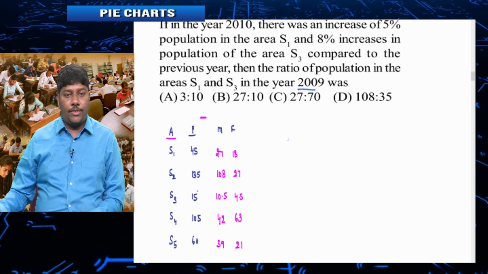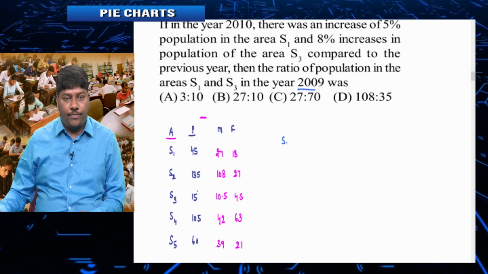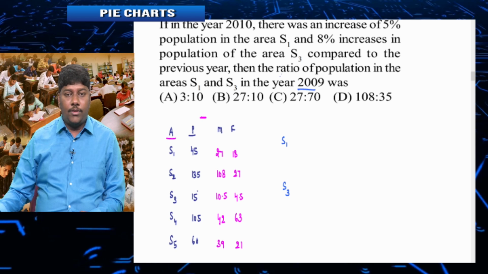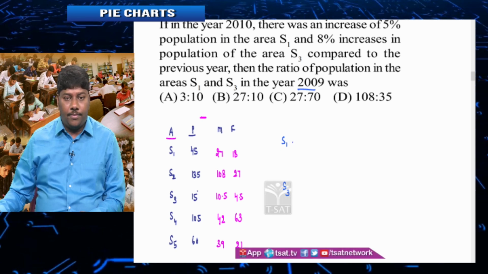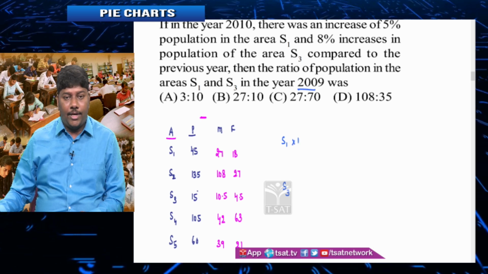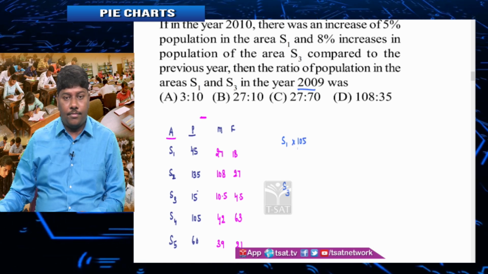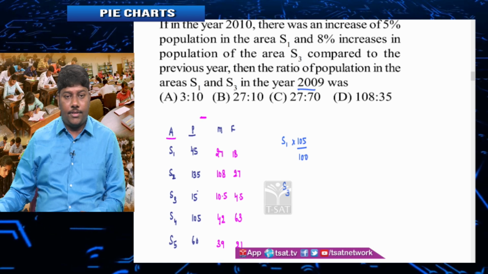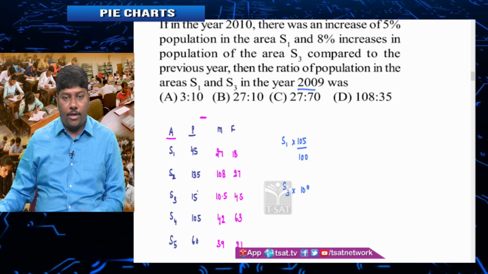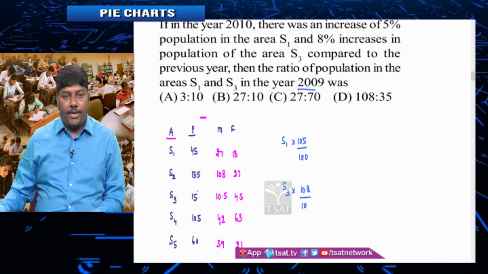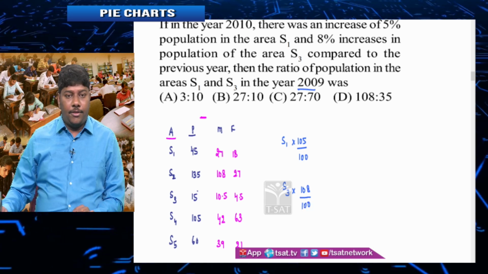Let the population of S1 be S1 and let the population of S3 be S3 only. In 2010 it became what? There was an increase of 5% in S1. So 5% increase, you can say 105 by 100. In S3 it is increased by 8%. Therefore, I would say 108 by 100. Then it became how much when compared to that of the previous year.